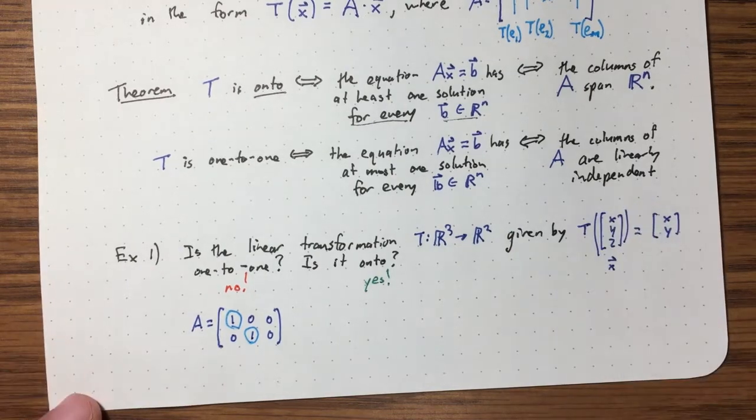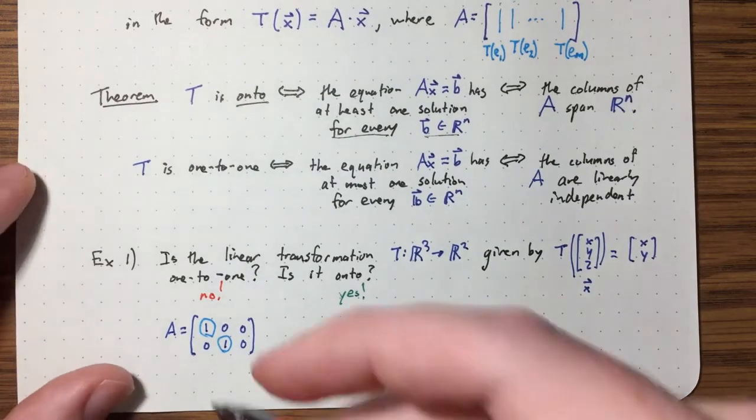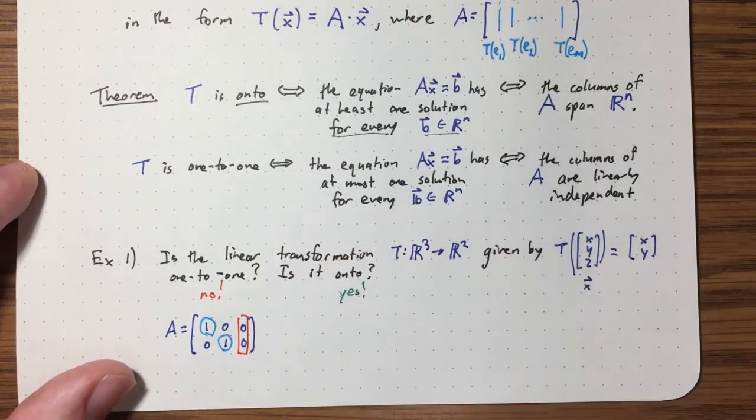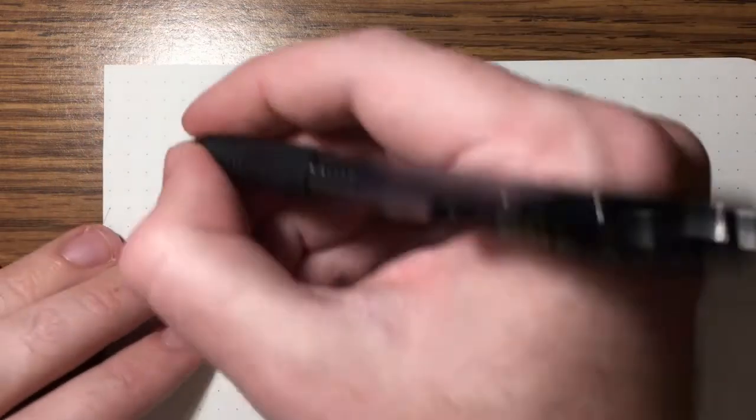Are the columns linearly independent? They are not linearly independent, because we have the zero vector. Any set containing the zero vector is going to be linearly dependent. So it's not one-to-one, but it is onto. Okay, so that's an example. Here's another example. Let's do another one from the previous lecture.